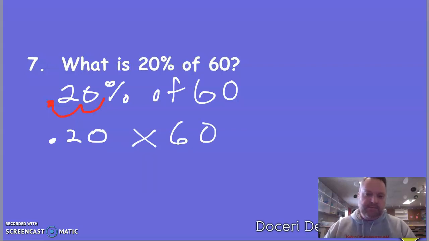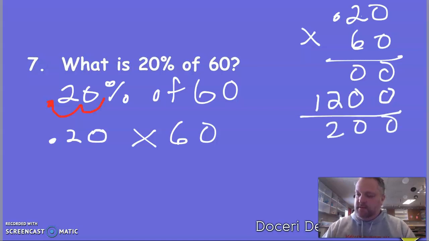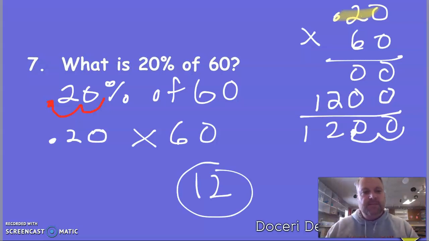So 0.20 times 60. So if I just do a little side multiplication problem here, 0 times 0 is 0, 0 times 2 is 0, and now multiplying by the 6, remember it's not really a 6, it's a 60, so I'll put a 0 here and then continue. 6 times 0 is 0, 6 times 2 is 12. Add everything up, and I have 1,200, or do I? I have two numbers behind the decimal point, so I need to move it twice. So my real answer is 12. So that's how you find the percentage of a number using this method.